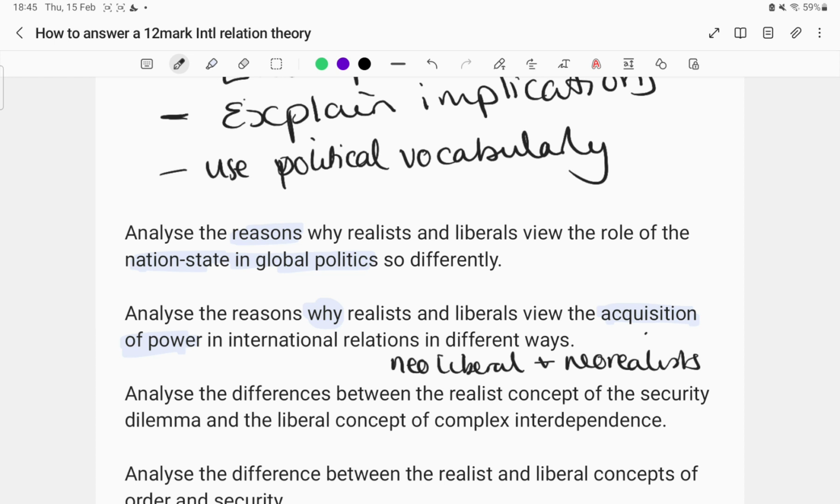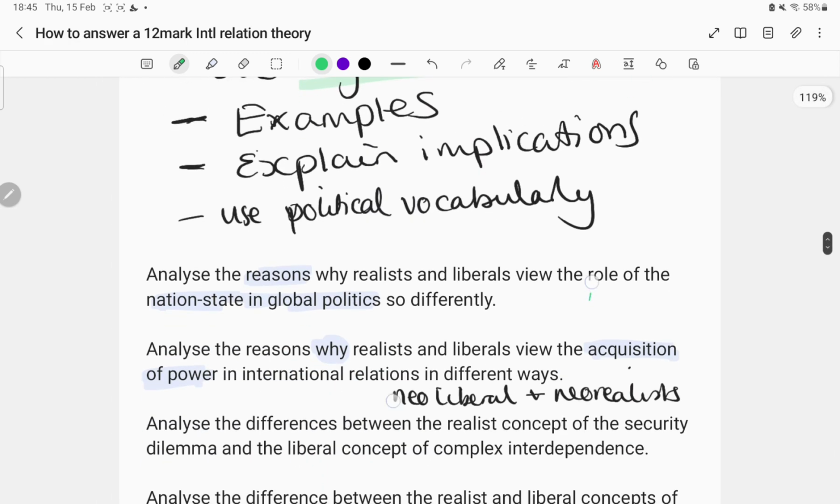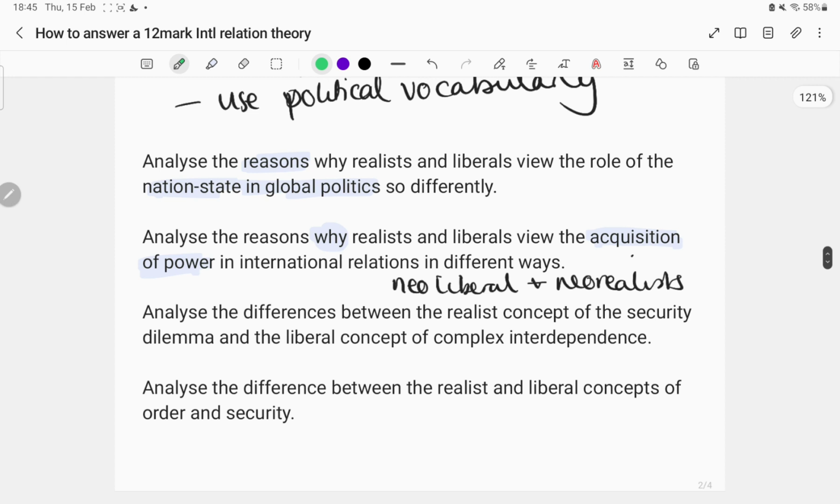So another one, analyze the difference between the realist concept of security dilemma and the liberal concept of complex interdependence. This is one that I would say is a little bit more difficult, and it's why I said you need to relate to each part of the question, because here not only do you have to talk about the security dilemma and why realists believe in the security dilemma, you also have to talk about complex interdependence. Now, both of these are from two different theorists.